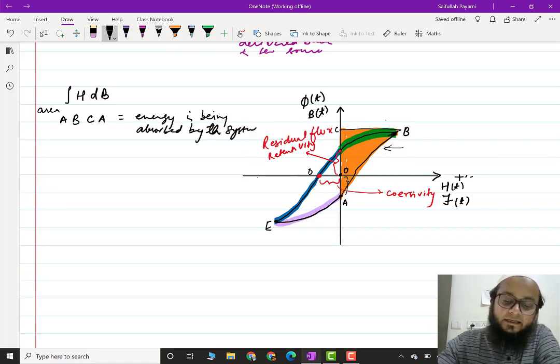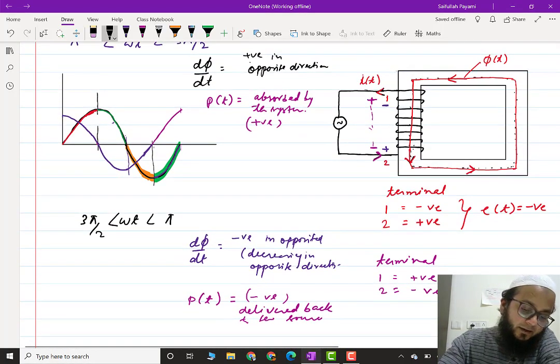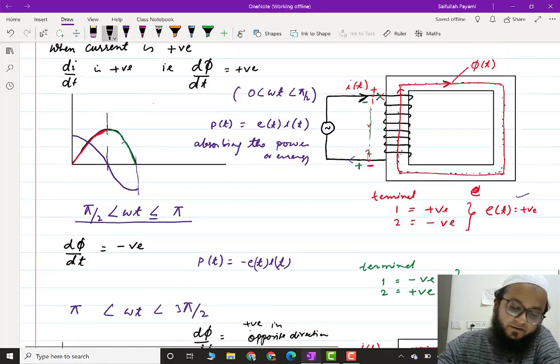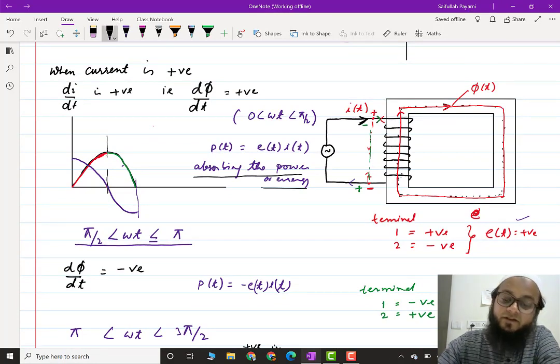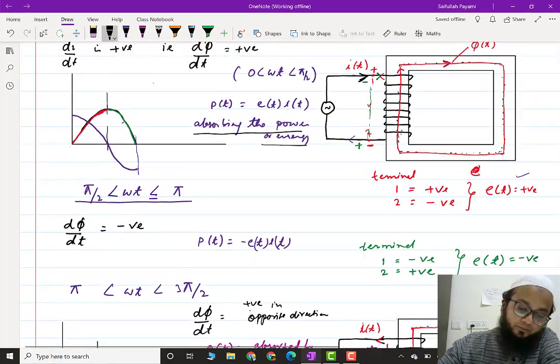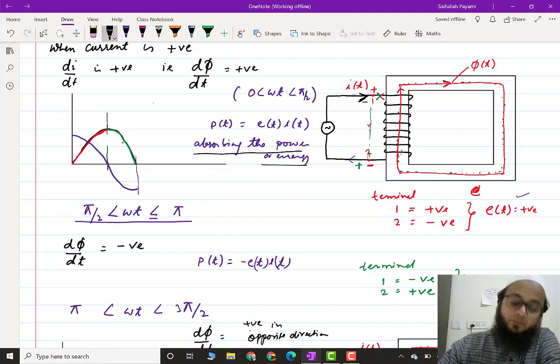And obviously we have seen that this is the case when we are at the very first cycle. In the very first cycle, it is absorbing the power. Very first cycle means after the core has already experienced the first cycle, and then subsequent cycles are coming. So the positive cycle of the current is there, and at that time it is absorbing the power. That is from 0 to pi by 2.